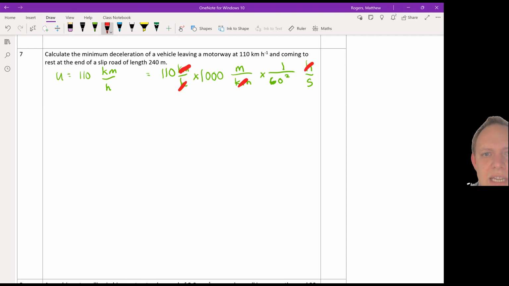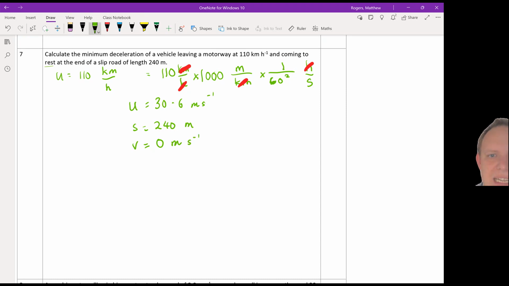So the speed is 110 times 1,000 times 1 divided by 60 squared meters per second. That gives me a value of 30.6 meters per second. Second piece of information I've got is that the slip road is 240 meters long. Let's write the u back here again, otherwise we're going to lose track. s is 240 meters. And lastly, we know it comes to rest at the end of the ramp, so v is equal to 0 meters per second.